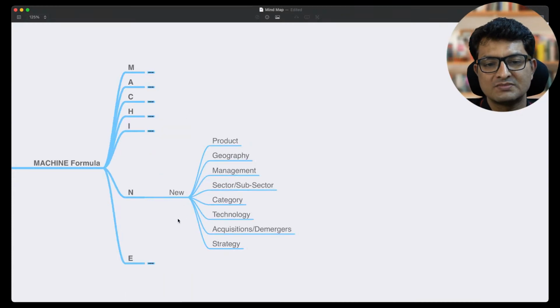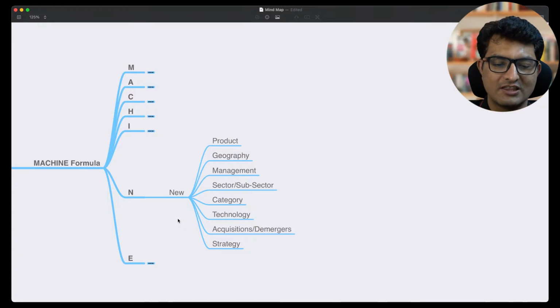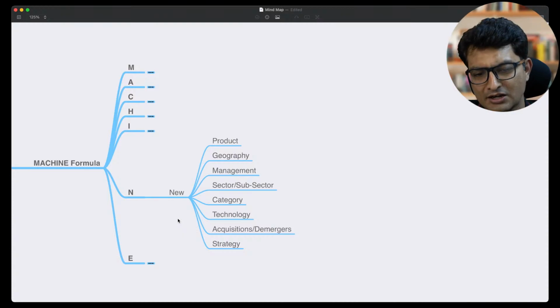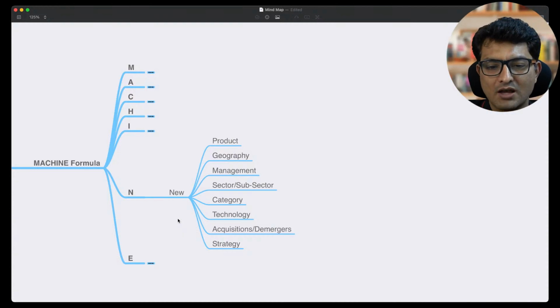Next is N, for new. Whether you are launching a new product, whether you are going into a new geography, whether you have a new management, whether you are going into a new category, whether you are deploying a new strategy, whether you are acquiring any company.